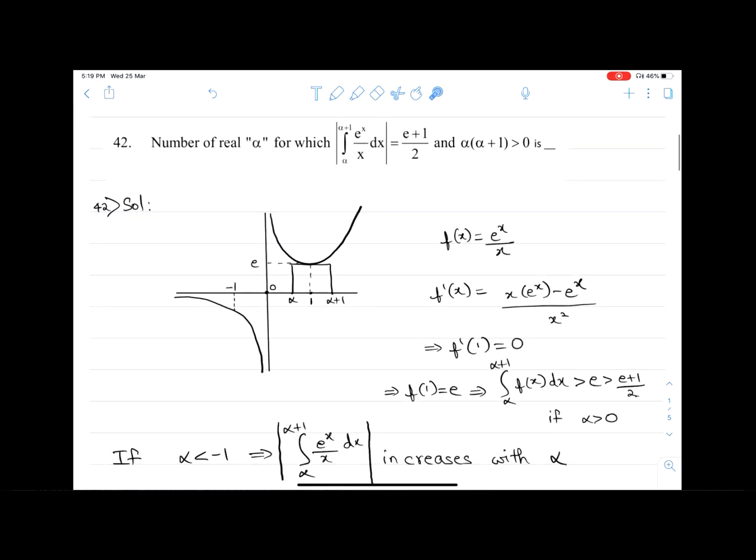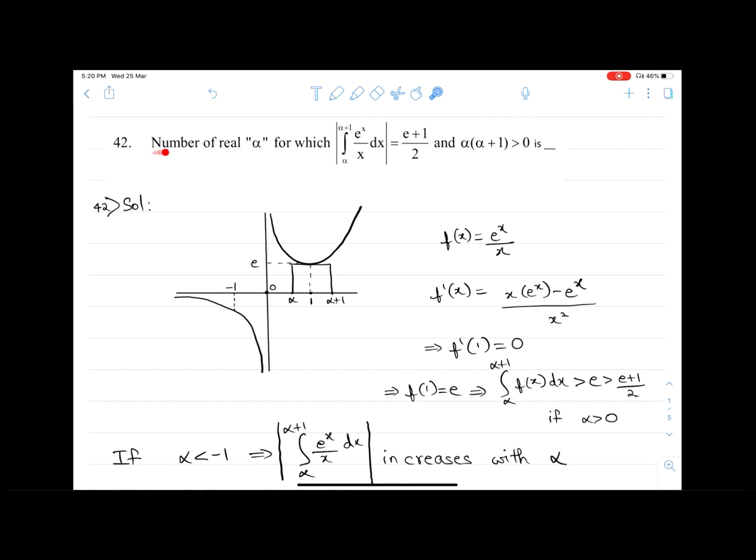Question number 42. This is a time taking problem again. The number of real alpha for which the integral from alpha to alpha plus 1 of e power x by x dx is equal to e plus 1 by 2, and alpha into alpha plus 1 is greater than 0. See, he is making it easy for you. He is just saying that alpha is either greater than 0 or less than minus 1. So keeping that in mind, we will try to solve it.